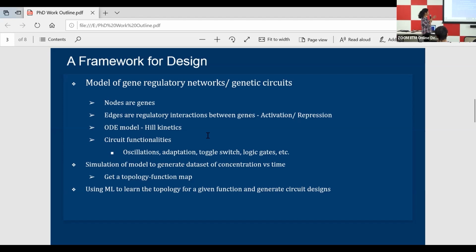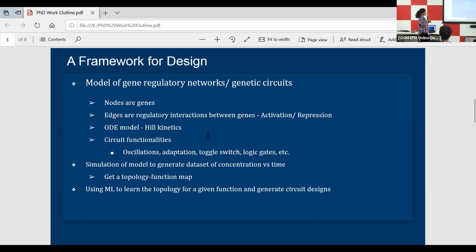And then I would simulate all the ODE models. Typically, that is what is done. And I get the concentration versus time profile. And when I simulate a large enough number of circuits, I get an understanding of what kind of topologies bring about what kind of functions. So there is some work in this area where they have shown, purely computationally, what kind of topologies are needed to get adaptation in circuits.